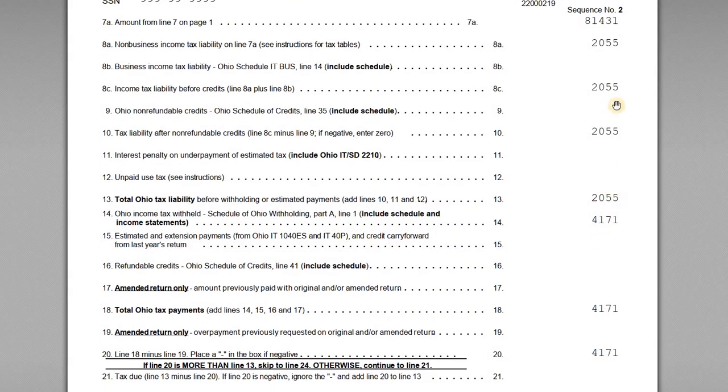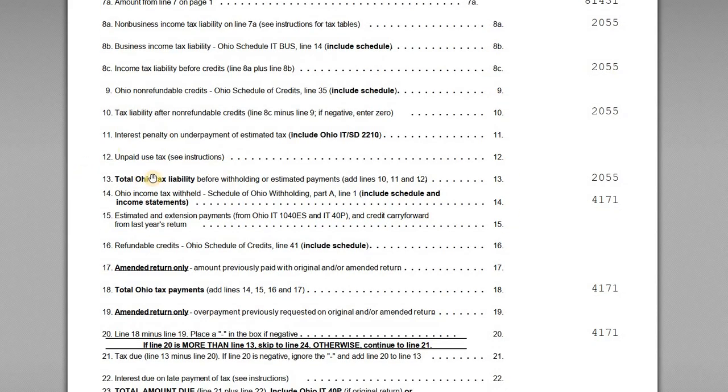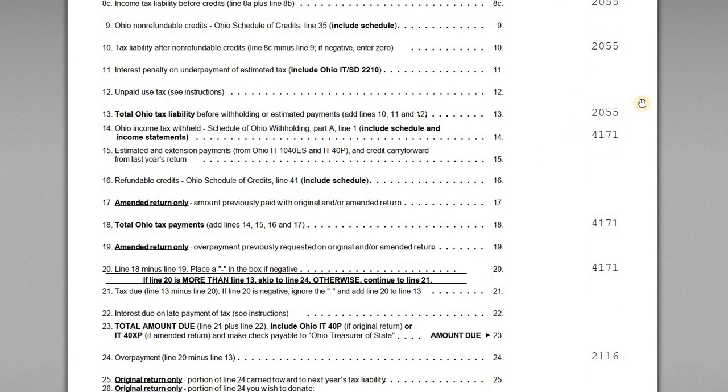So the rest of the return is pretty straightforward, right? We don't have any credits that we're taking, no interest penalties on underpayments, no use taxes owed. This is a really important one that taxpayers need to be mindful of, right? If you pay for out-of-state purchases, let's say e-commerce online, and they don't collect the appropriate amount of Ohio sales tax, you might owe the use tax, so be on the lookout for that.